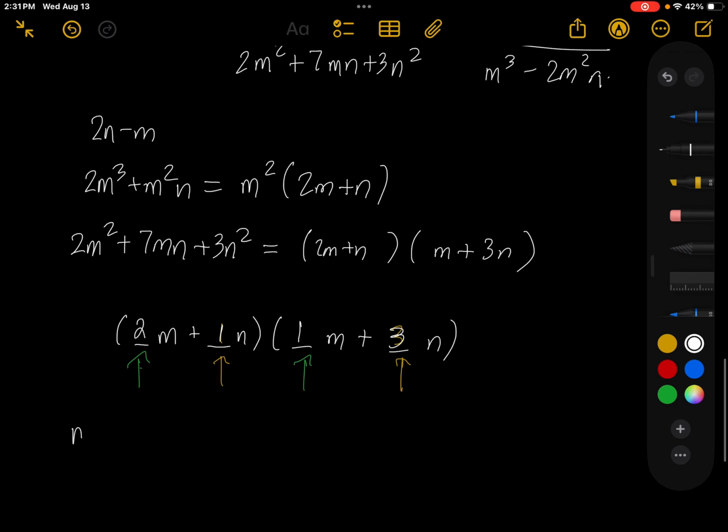Okay, now I have m cubed minus 2m squared n. I can factor out an m squared. And then that'll leave me with m minus 2n.